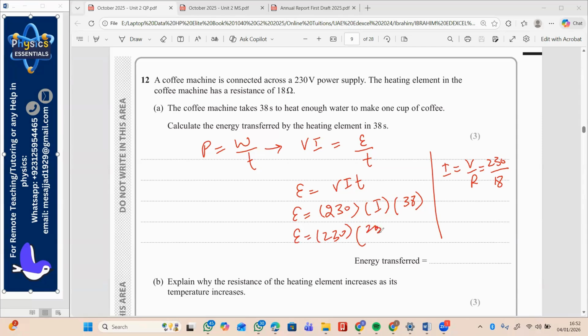Okay, 230 divided by 18 times 38, and doing all the multiplications, you are going to get 1.12 into 10 raised to the power 5. Now again, you see that the significant figures are only 2 in your data set. So your answer can't have 3 significant figures. Therefore, you have to round off your answer and put it as 1.1 into 10 raised to the power 5 joules. Okay, be careful with that.